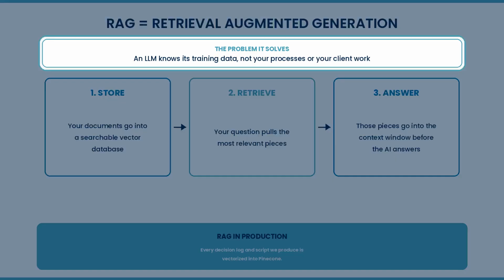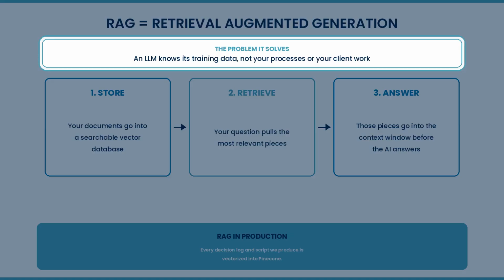An LLM knows what it was trained on, but it doesn't know your company's processes, your past client work, or what you decided in last week's strategy meeting. You can't upload that into the model because the model is already trained. The context window helps, but it isn't infinite.